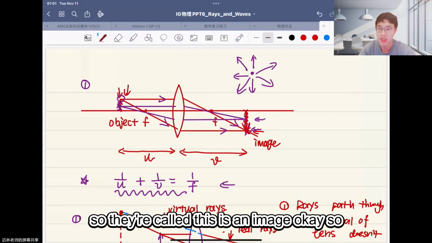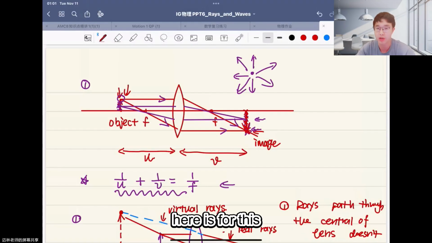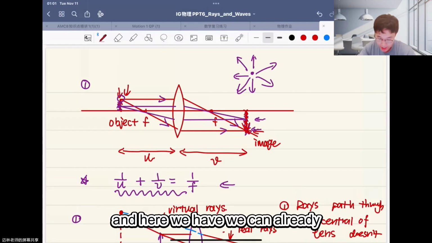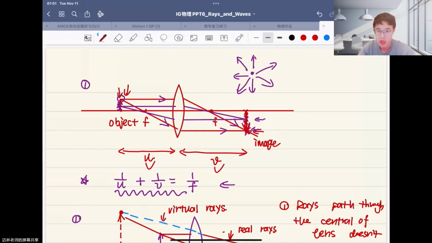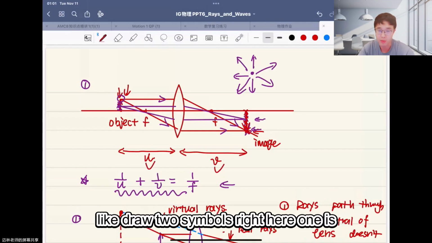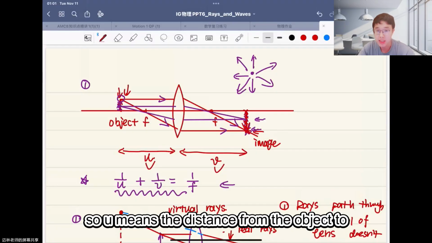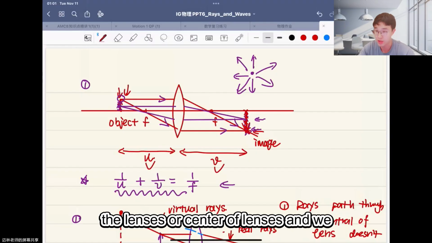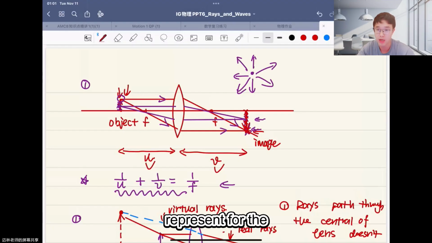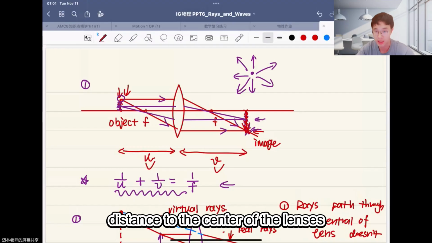So we can call this an image, okay? So here is the formula. And here we can already draw two symbols: one is called U, another is called V, okay? U means the distance from the object to the lens or center of the lens, and V represents the image distance to the center of the lens, okay?